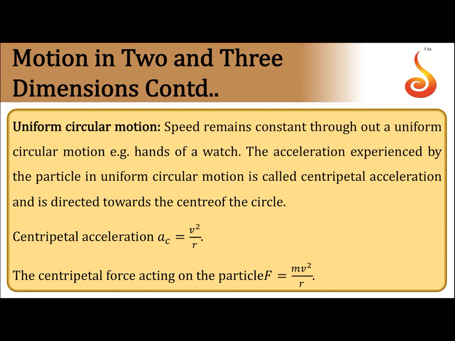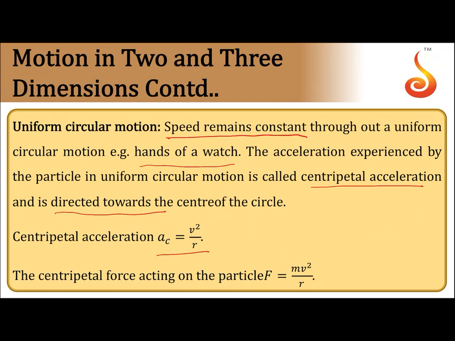Now moving on to the next concept in two-dimensional motion, that is uniform circular motion. If an object is moving in a circular path with constant speed, then it is said to execute uniform circular motion. For example, the hands of a watch execute uniform circular motion. So acceleration experienced by a particle in uniform circular motion is called centripetal acceleration, and centripetal acceleration is always directed towards the center of the circle.